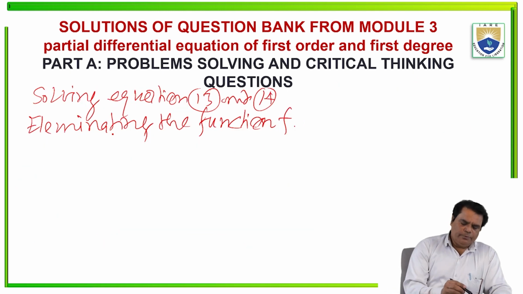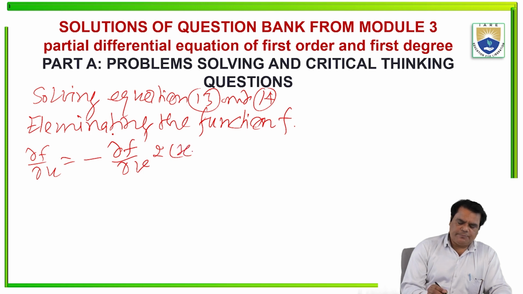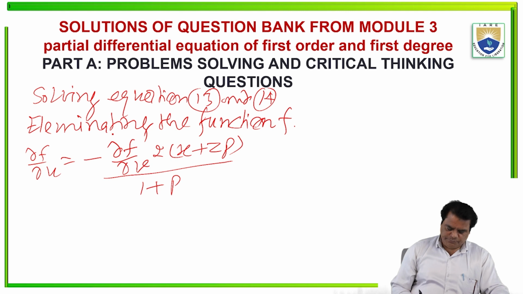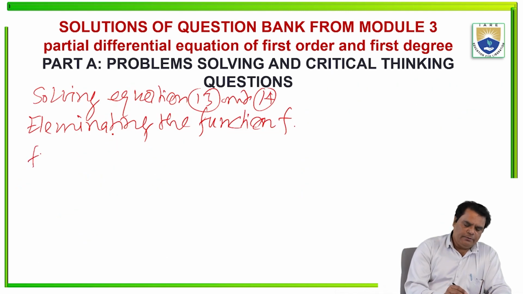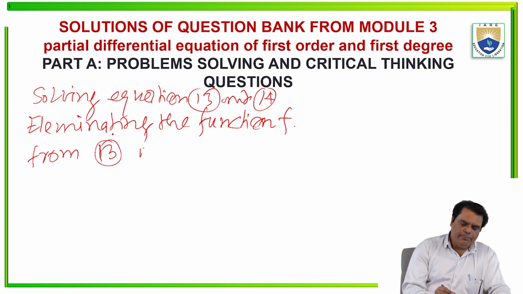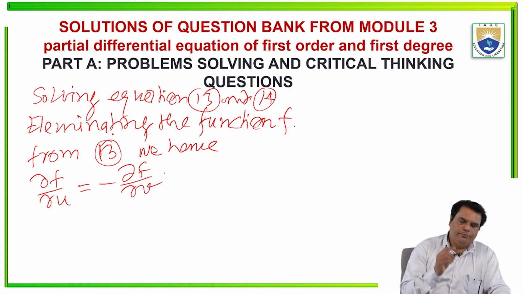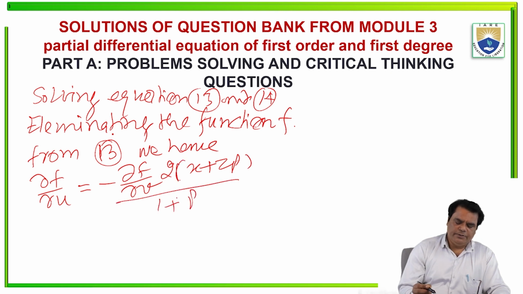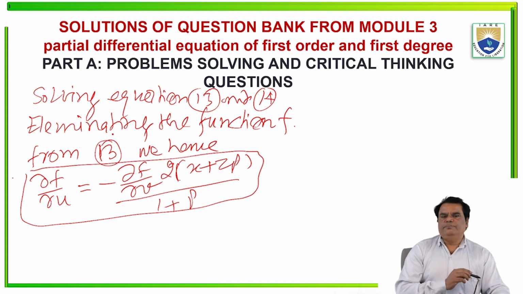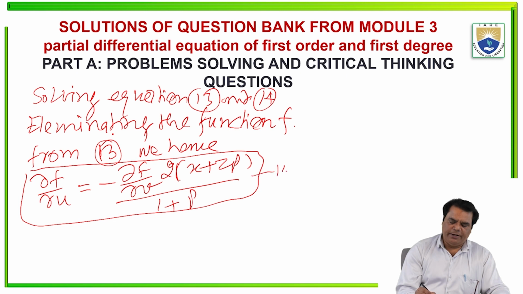Now, ∂f/∂u is equal to minus ∂f/∂v into 2 into (z plus x plus z p) upon 1 plus p. This is the value from 13. From equation 13 we have ∂f/∂u equal to minus ∂f/∂v, and here 2 into (x plus z p) upon 1 plus p. This is the value of ∂f/∂u, and this is equation number 15.